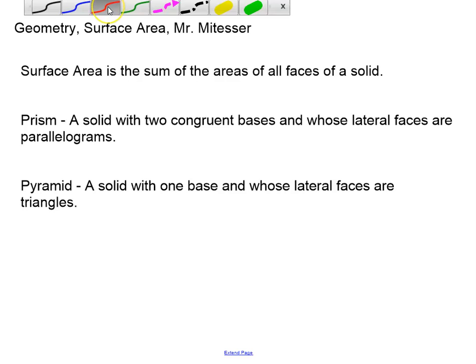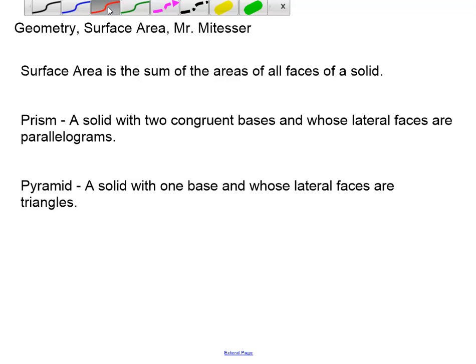Surface area is the sum of the areas of all the faces of a solid. So you just take each face, find the area using the respective area formulas, and add them together. But this video will also help you find the surface area of a cylinder, as well as the surface area of a cone, because those are slightly different, and you'll see.